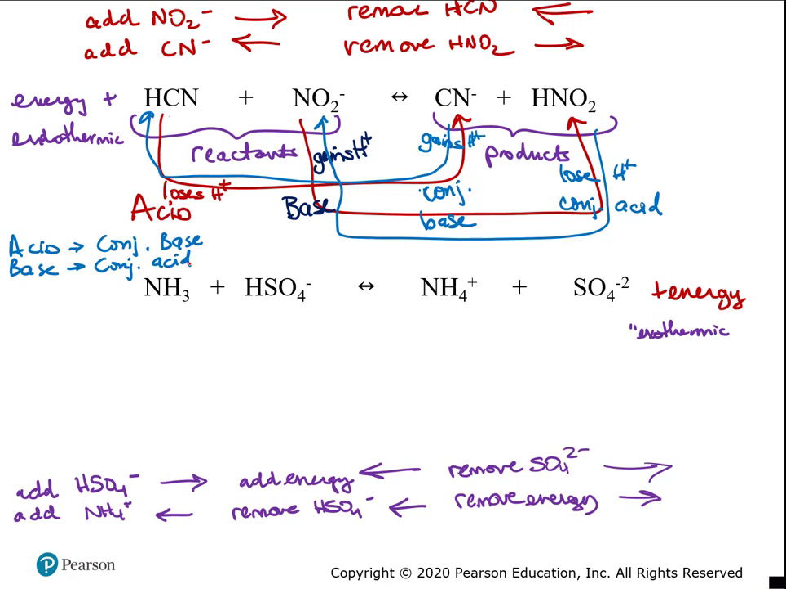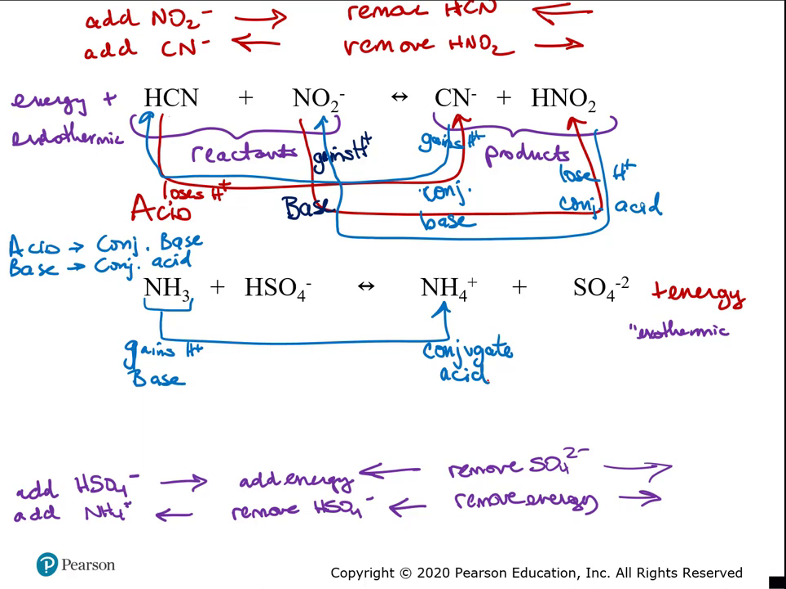So knowing that, NH3, which one's most like NH3 on the product side? NH4 plus or SO4 2 minus? Which one looks the most like this? NH4 plus. So what happened to NH3? It gains a hydrogen ion, so it's a base. So then what do I know NH4 plus is? It's the conjugate acid. The base always forms the conjugate acid.